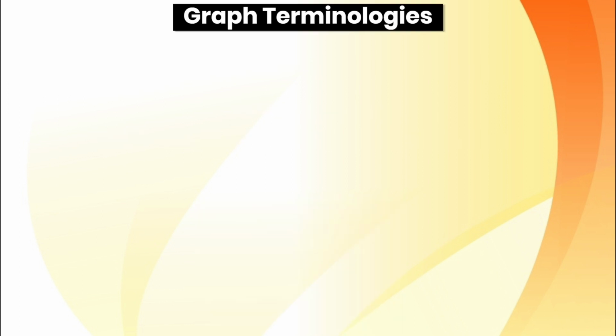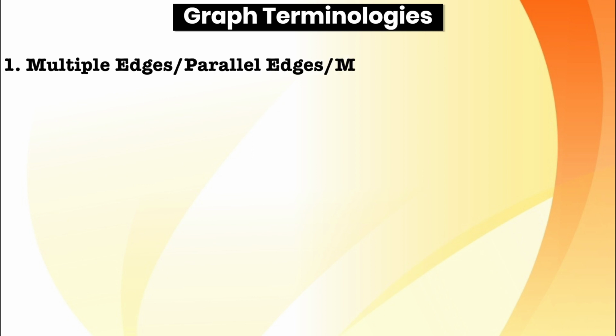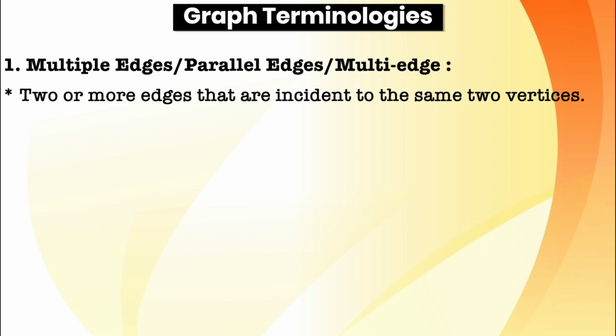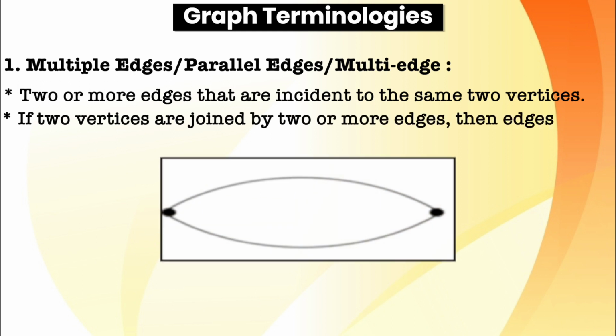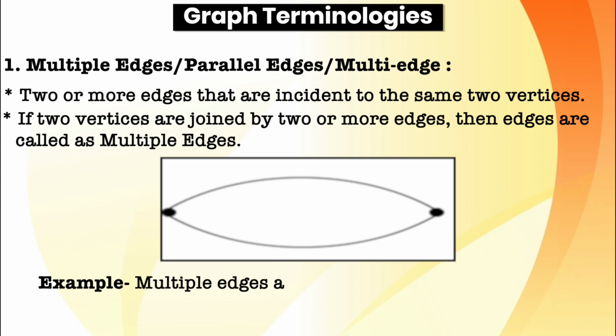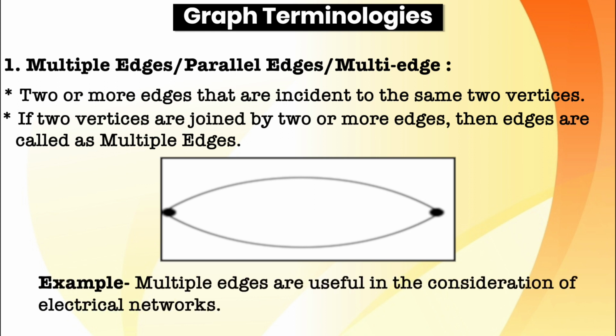Let us now see different graph terminologies. First is multiple edges, also called parallel edges or multi-edge. Two or more edges that are incident to the same two vertices. That is, if two vertices are joined by two or more edges, then those edges are called multiple edges. For example, multiple edges are useful in the consideration of electrical networks.